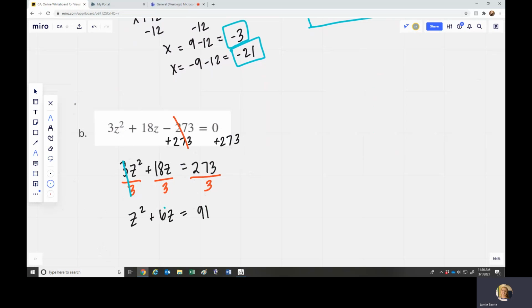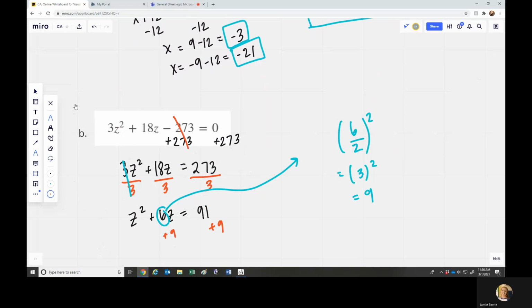All right, so take your middle term, go off to the side. Remember, you divide it by 2 and then square it. So 6 divided by 2 is 3. 3 squared is 9. I'm going to add that number to both sides. Plus 9, plus 9. So you get z squared plus 6z plus 9 equals 91 plus 9, which is 100.